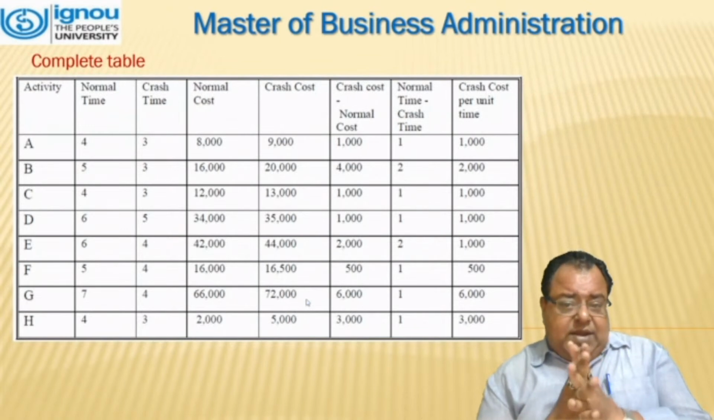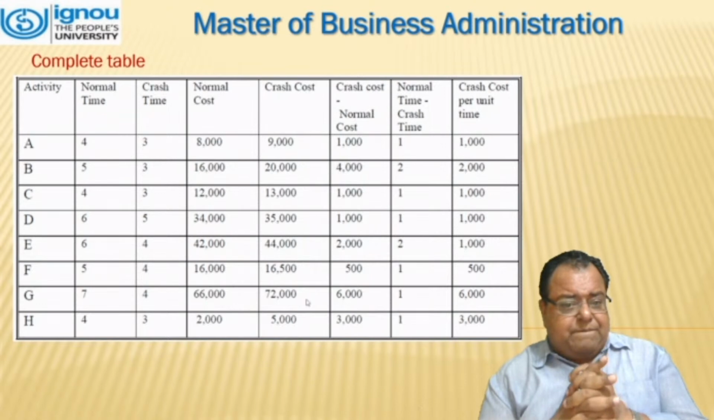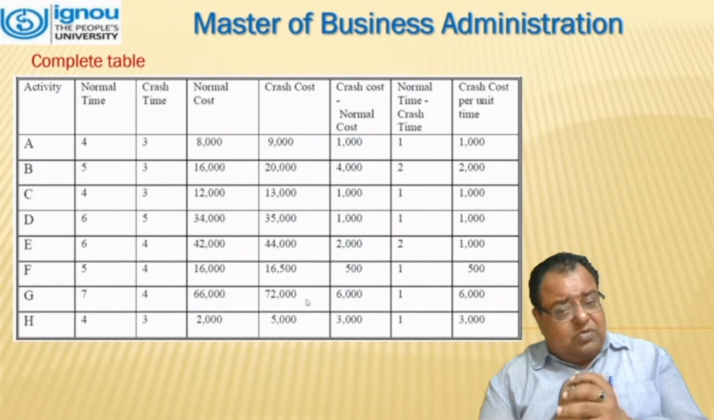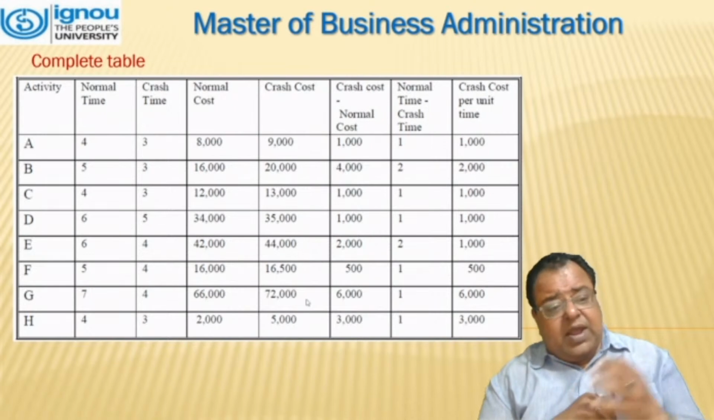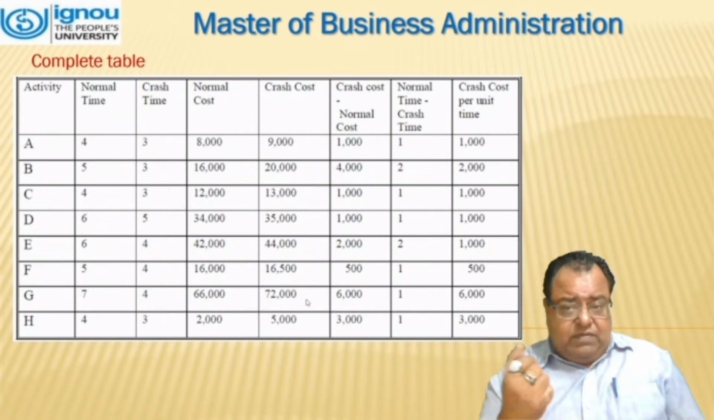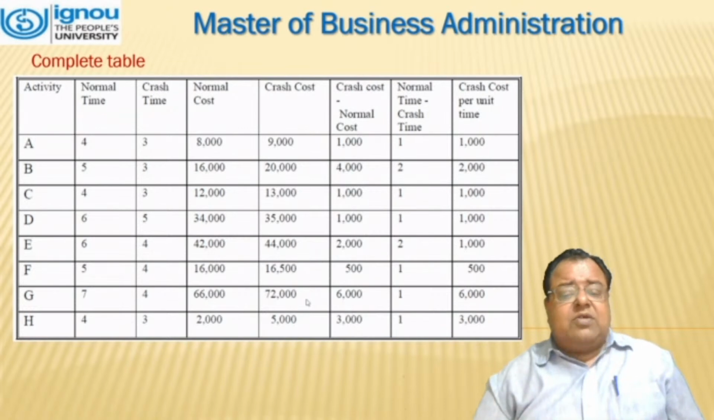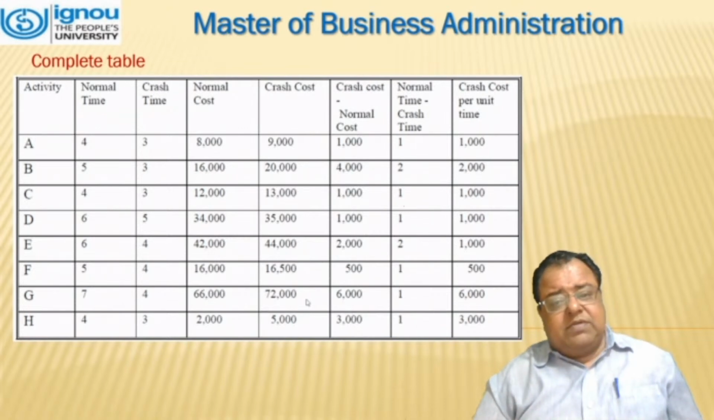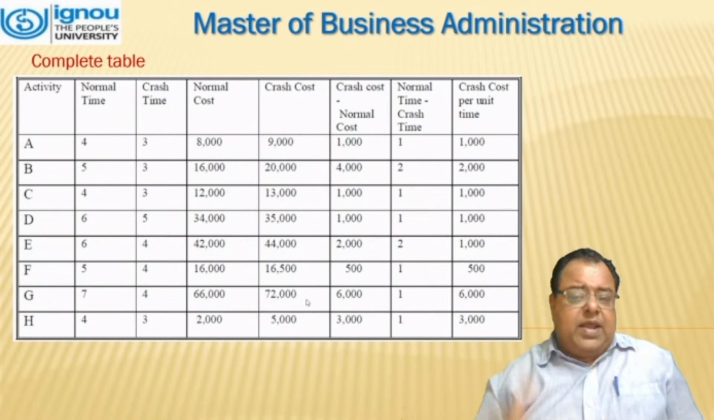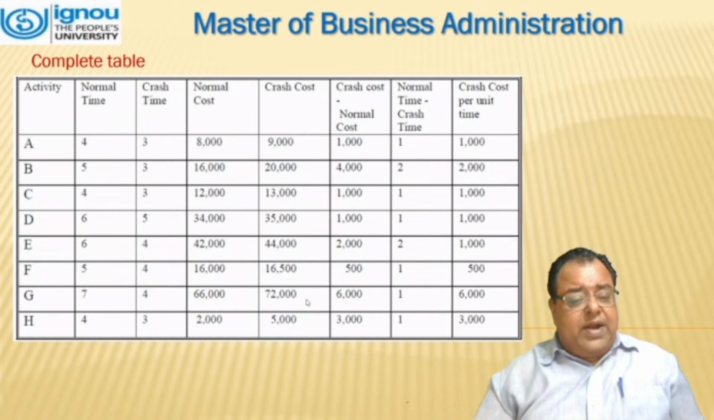Now we have calculated the time difference between the normal time and the crash time. For activity A, it is 1. For activity B, it is 2. For activities C and D, it is 1. For activity E, it is 2. And for the remaining F, G, and H, it is 1. Now we have to calculate the crash cost per unit time. That means we subtract the normal cost from the crash cost, and the result is given in the right column. Now, how to proceed?